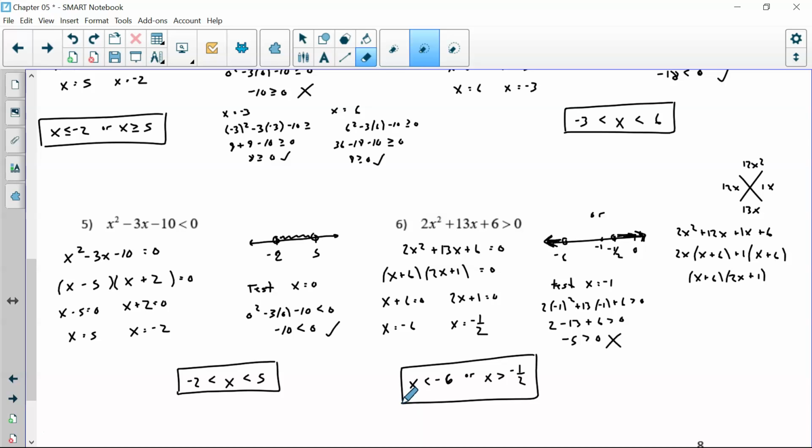Okay, in the next video, we're going to talk about absolute value inequalities. And it's very similar to what we just did. And then we'll finish up by graphing some of these.